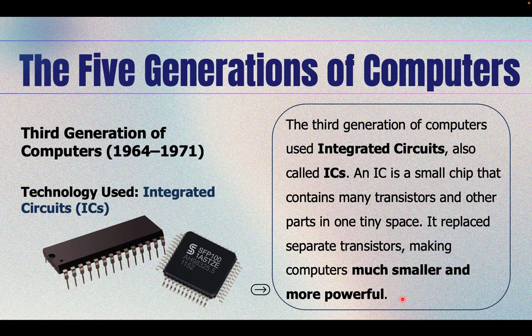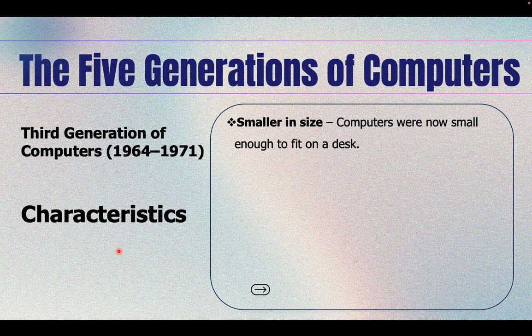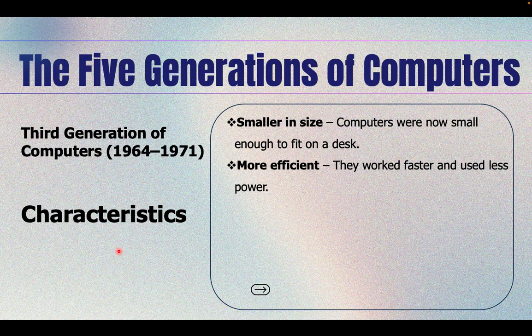1964 to 1971. Very, very important. Let's take note of the years 1964 to 1971. The technology used is integrated circuit, and this is how the IC looks like. Very powerful. Then we compared to the first generation and the second generation, we said we have achieved that compactness. Computers are now very small to fit on our desk, and then get smaller spaces that we can use them.